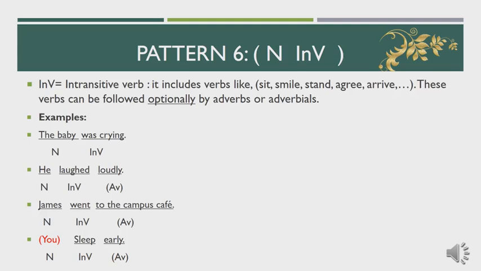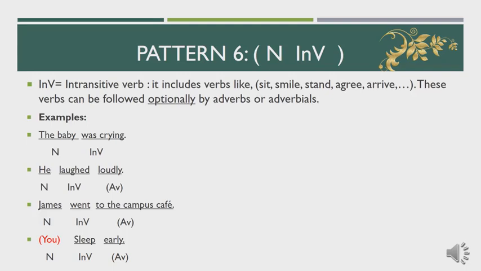In the second sentence, he laughed loudly. Laughed is the verb. After laughed, we have loudly, which is an adverb. This adverb is optional because if I remove it or put it, the sentence remains grammatical and the pattern remains the same. Laughed here is an intransitive verb because it is not followed by an object. It is only followed by an optional adverb. So he is N, laughed is an intransitive verb, and the pattern is pattern number 6.